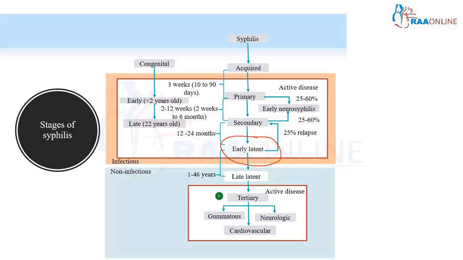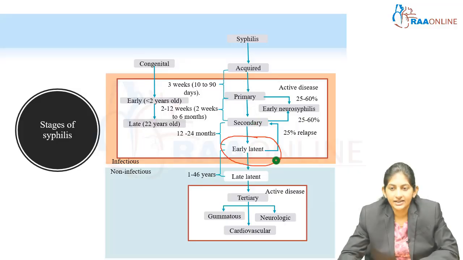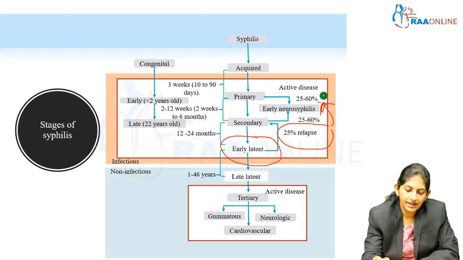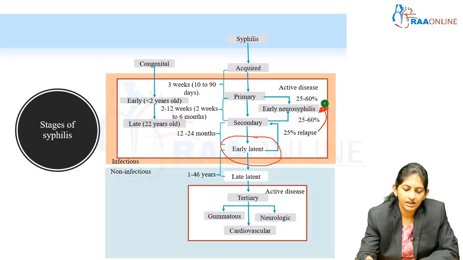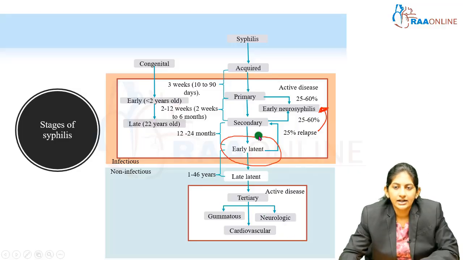During any of these stages, there can be reactivation or relapse and it can cause neurosyphilis early also. It doesn't mean that neurosyphilis will occur only at a very late stage, but there can be an early neurosyphilis also when there is a relapse. All patients need not go into the latent phase. Some patients can go for a quick relapse also. So these are the stages of syphilis: infection occurs, primary syphilis, secondary syphilis, then patients go into a latency period, and then there is a reactivation of disease which is called tertiary syphilis.